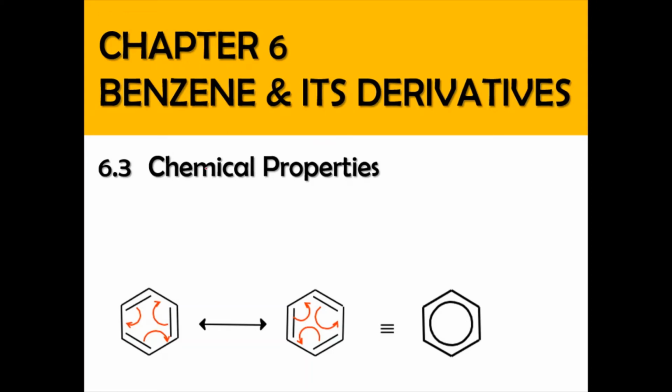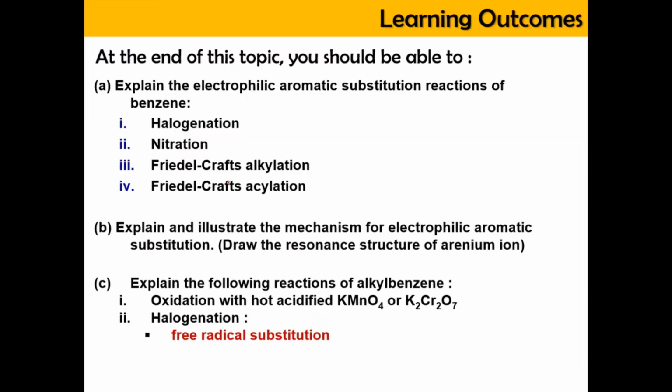So now we're going to do chapter 6, which is benzene and its derivative. We're going to focus on the subtopic of 6.3, which is chemical properties. So in this video, we're going to explain the electrophilic aromatic substitution of benzene, where it involves the reaction of halogenation, nitration, Friedel-Crafts alkylation, and Friedel-Crafts acylation. All of these four processes will be known as the electrophilic aromatic substitution type of reaction.